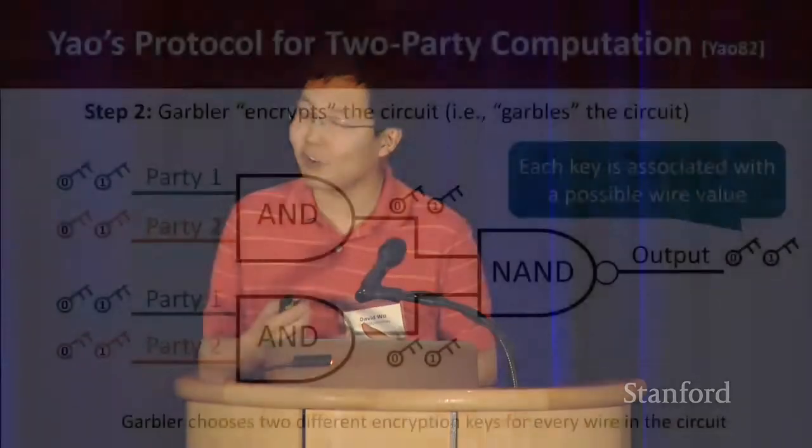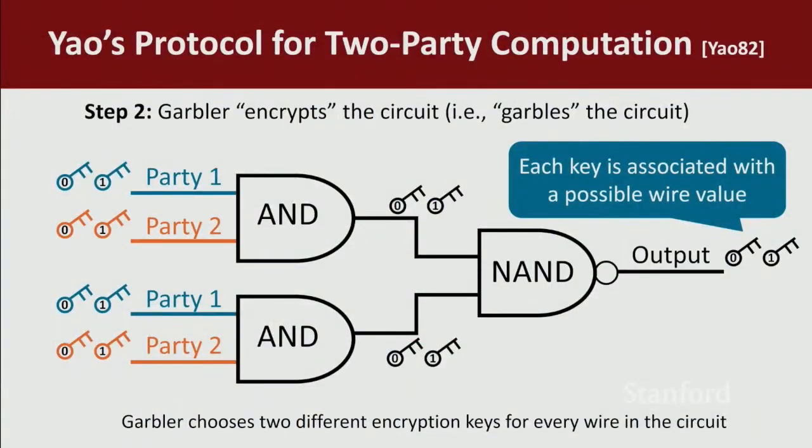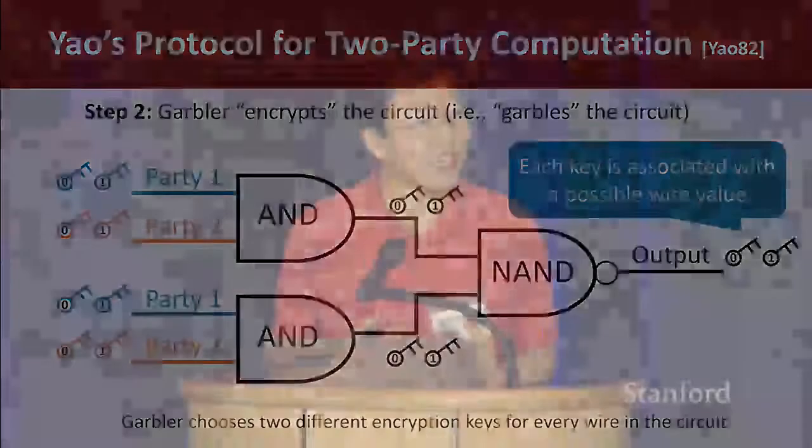Why two keys? Well, each key is going to be associated with a particular value that can be the value of that particular wire. We're talking about Boolean circuits, so all of the inputs are binary values, they're 0, 1 values, and all of the intermediate wires, as you evaluate each gate of the circuit, are also 0, 1 values. So each key can be associated with one single wire value. That's why we have two keys for each wire, one for the value 0 for that wire, one for the value 1 for that particular wire.